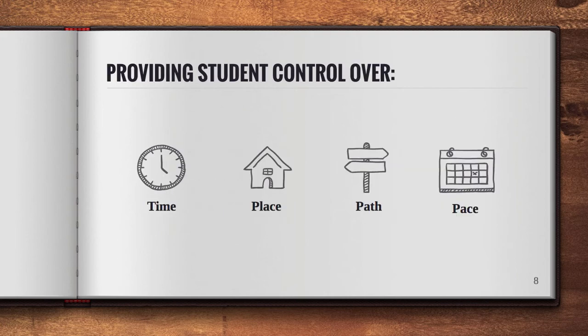Ultimately, members of the cohort are working towards providing students control over some or all of these variables. So helping students choose, or giving them options to choose, when they learn, where they learn, at what pace they learn, and what path they take to get to that learning objective.